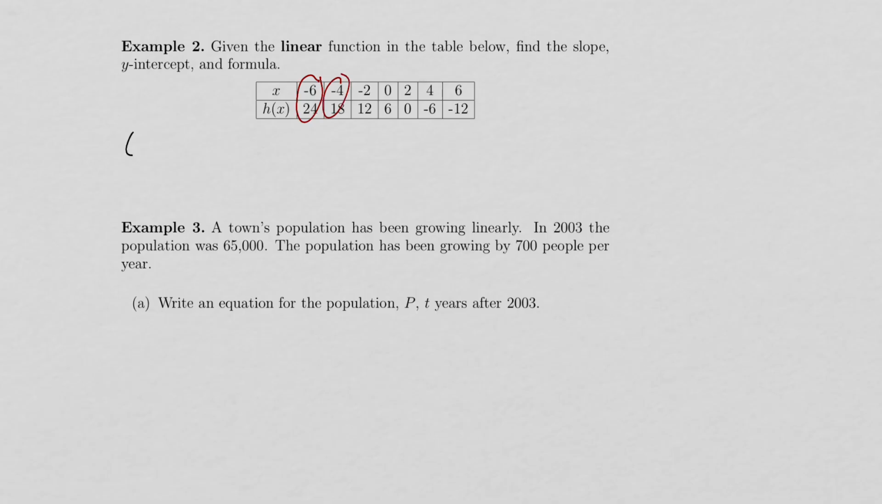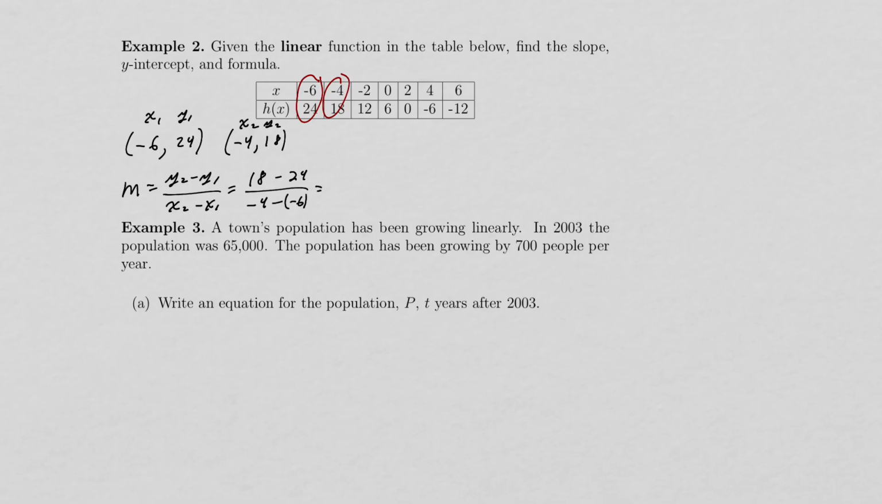So the first is -6, 24. So this is like x1, y1, and then the second point is -4, 18. So this is like x2, y2. So the slope is going to be y2 minus y1 over x2 minus x1. So in this case, it'll be 18 minus y1, which is 24, over x2, -4, minus x1, which is -6. Again, be careful with the signs here when you do the basic arithmetic.